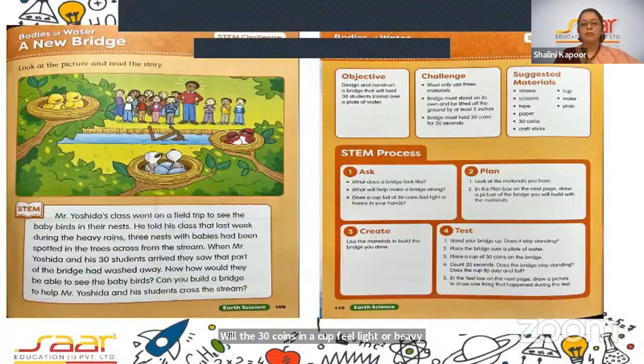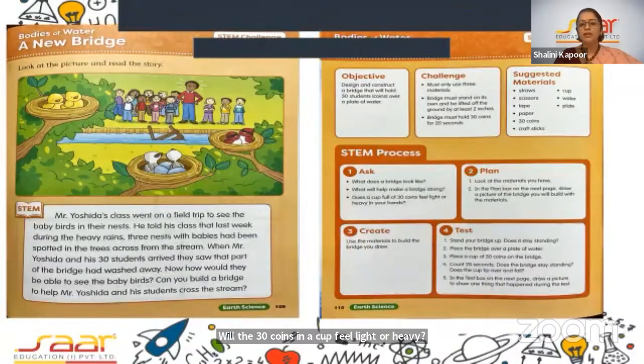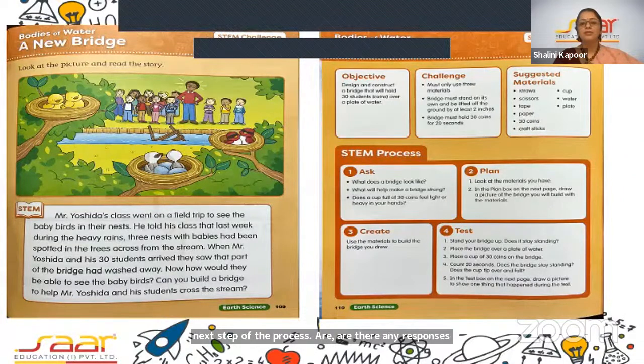The next step of the process, Ayushi ma'am, are there any responses? Ma'am, yes, heavy. It will be very heavy. Right, for the little ones, it will be heavy. So thank you so much for responding, teachers.